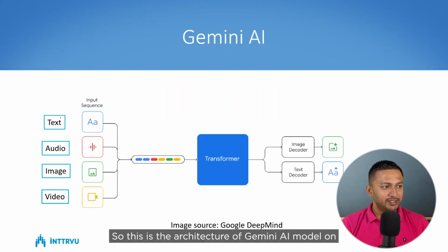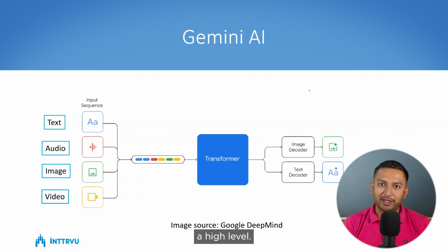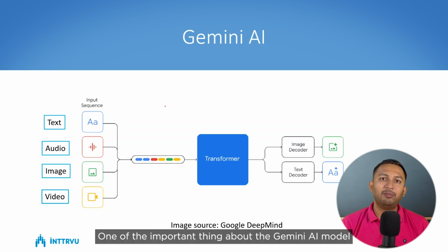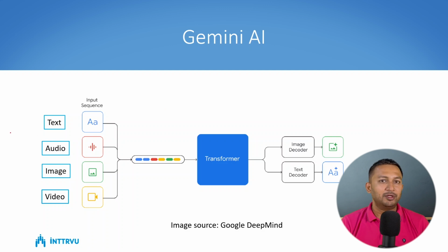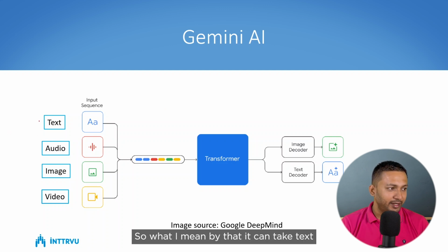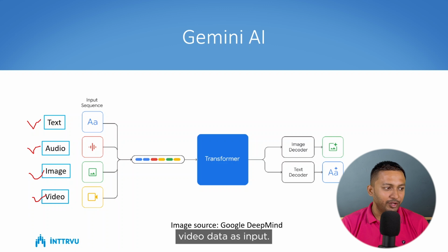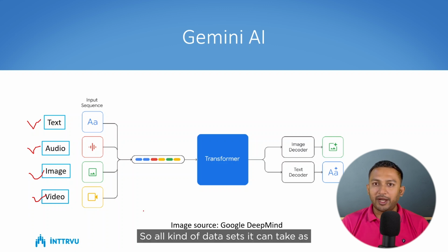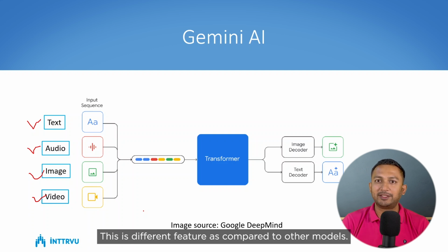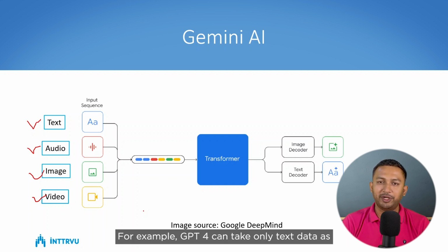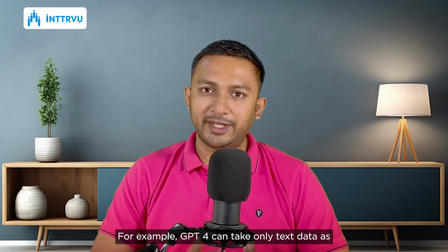So this is the architecture of the Gemini AI model on a high level. One of the important things about the Gemini AI model is it was trained on multimodal data. So what I mean by that, it can take text data as input, it can take audio data as input, it can take image data as input, it can take video data as input. So all kinds of data sets it can take as input. This is a different feature as compared to other models. For example, GPT-4, it can take only text data as input.